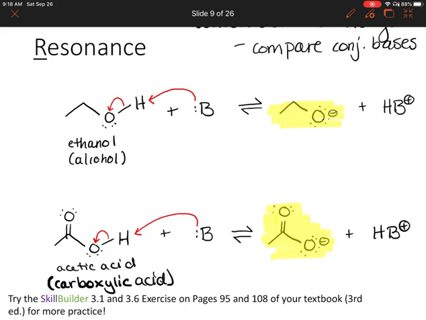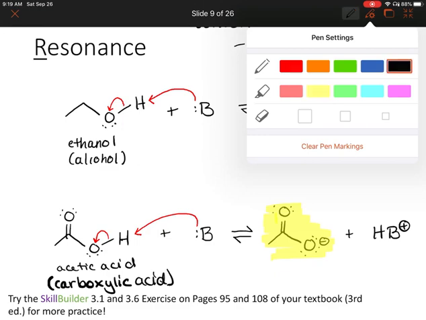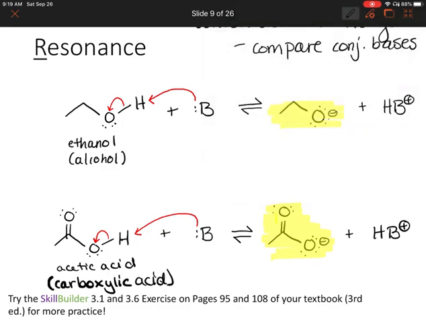Okay, so let's look at our first conjugate base. So we'll look at the conjugate base of ethanol. So is there any way we can move electrons around? So is there resonance? No, I don't see any resonance patterns. We do have lone pairs next to a sigma bond, but we usually need a pi bond after that, and there isn't one. Okay, so no resonance.